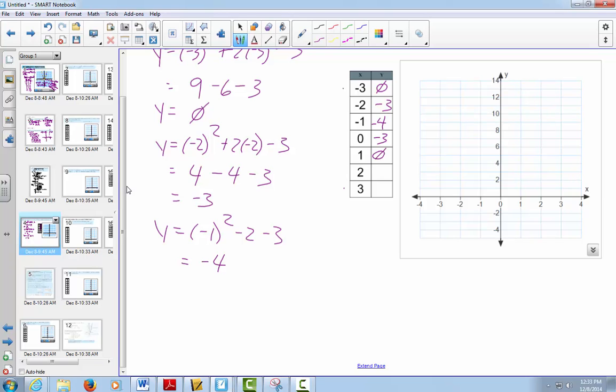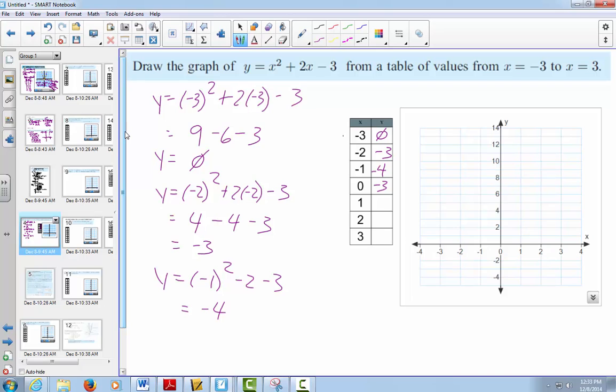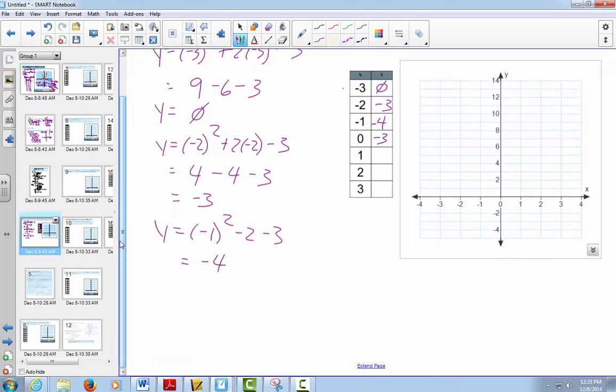0? That seems wrong. I feel like I've made a mistake somewhere along here. Let's check these values again. So 9 minus 6 minus 3. And then, okay, that's why. Perfect. We have 0. And then 2 goes in there, we get 4. Plus 4 is 8 minus 3, we get 5. And 9 plus 6 minus 3 is 12.